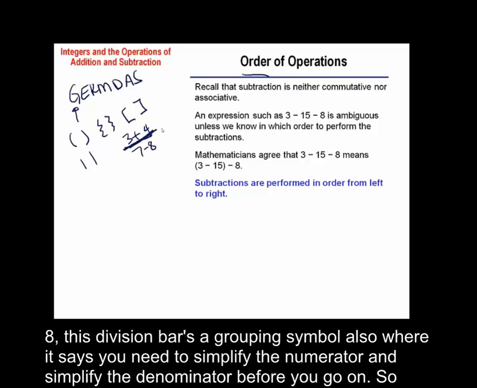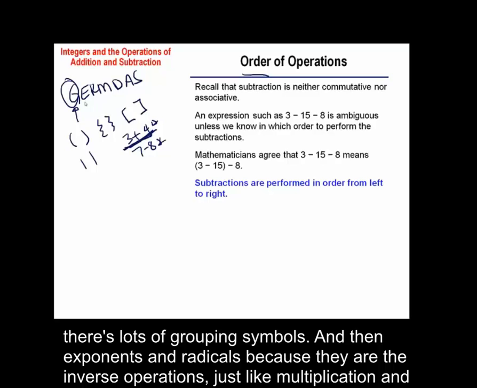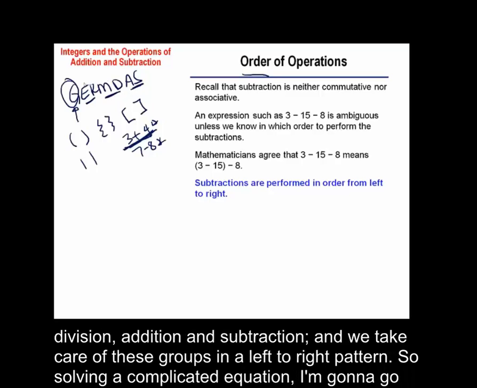This division bar is a grouping symbol also, where it says you have to simplify the numerator and simplify the denominator before you go on. So there's lots of grouping symbols. And then exponents and radicals, because they are the inverse operations, just like multiplication and division, addition and subtraction. And we take care of these groups in a left to right pattern.